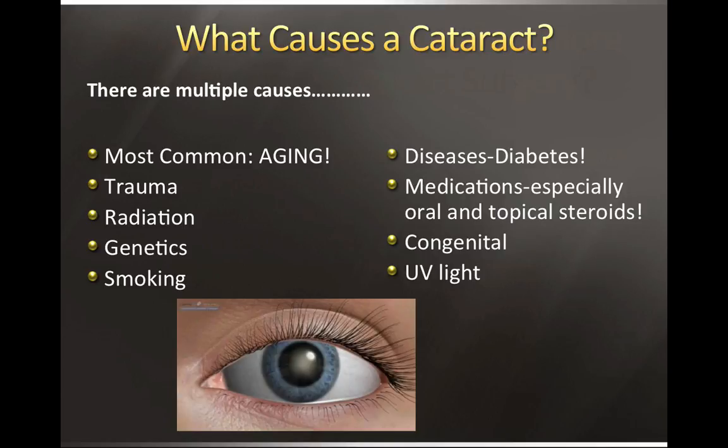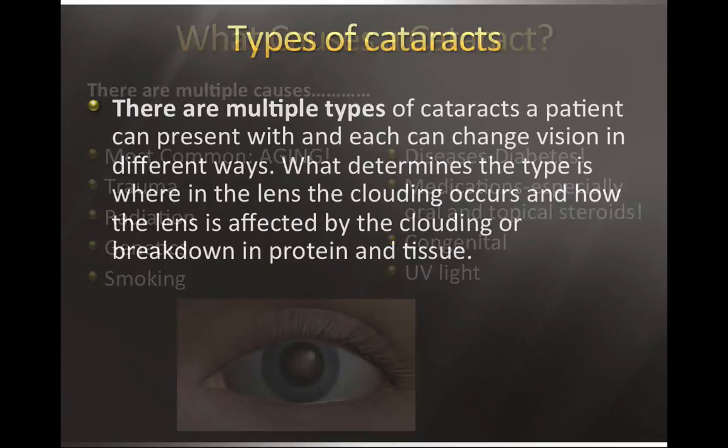What causes cataracts? Of course, the most common is age. That can be due to UV light and just typical wear and tear of the lens and chemistry of the lens. But there's also trauma, radiation, genetics, smoking, diseases. One we especially think about is diabetes. Medications, the main ones in optometry that we like to think about are the oral and topical steroids, and it can also be congenital, or a patient was born with the cataract.